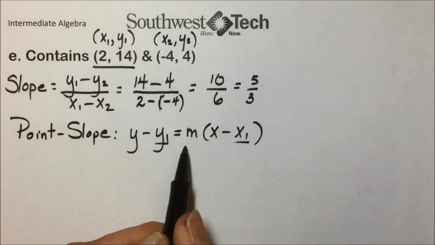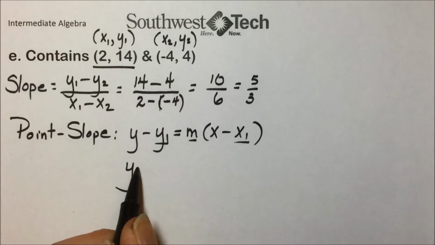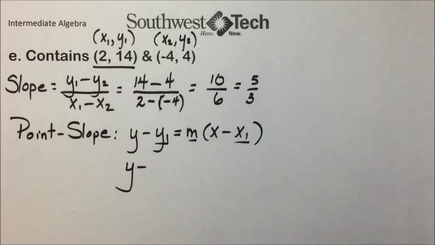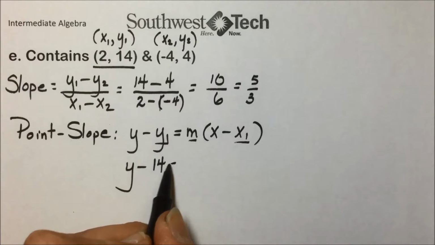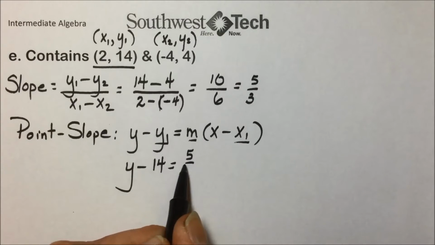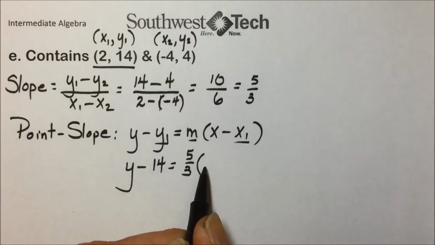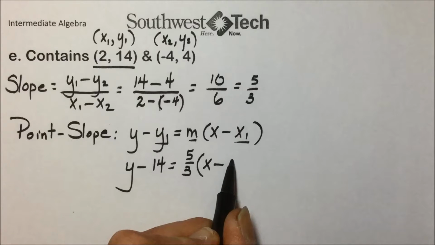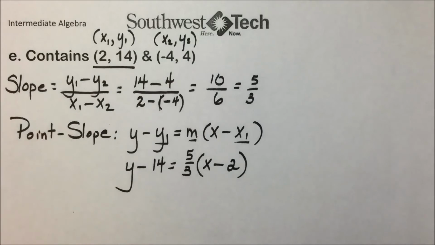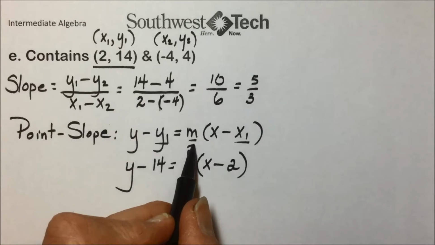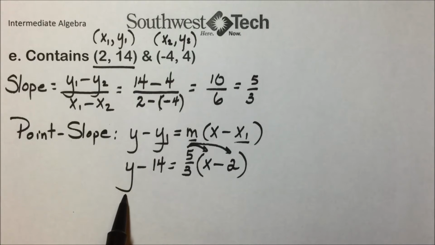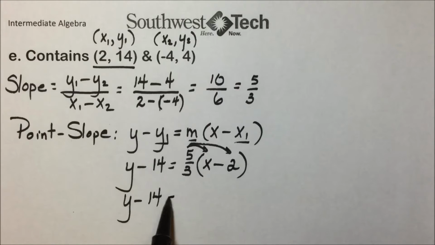Replacing the subscripted variables and the slope in our point-slope formula, we end up with y minus y sub 1 is equal to the slope, which we found to be 5/3, times x minus x sub 1, which we have chosen to be 2. Simplifying this further, say the problem asks us to put this in slope-intercept form, we would first need to use the distributive property to eliminate the parentheses.